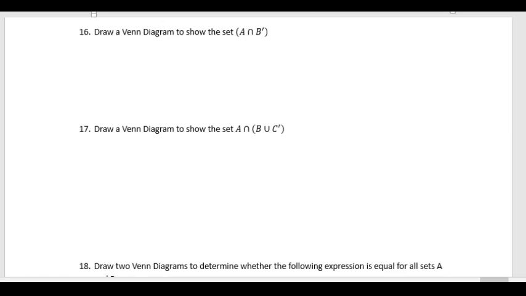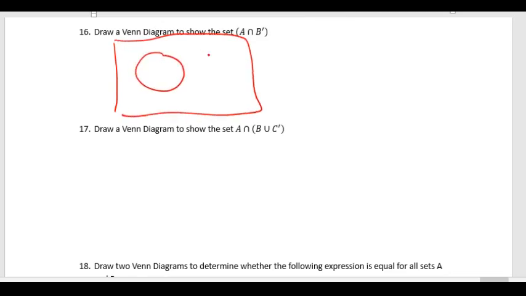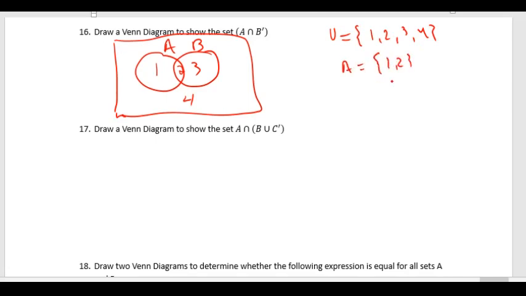Okay, so we have our Venn diagram. There's two sets, so I can draw it as follows: A and B. What I find easier is to label these 1, 2, 3, and 4, and then we can create our universal set, which is 1 through 4.